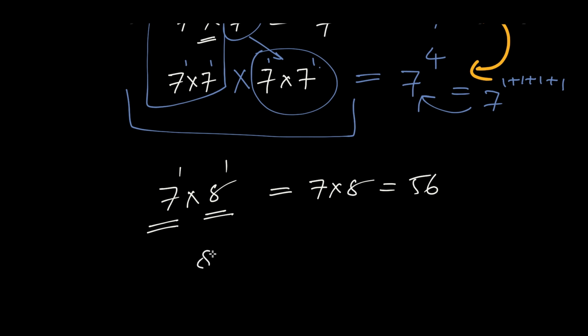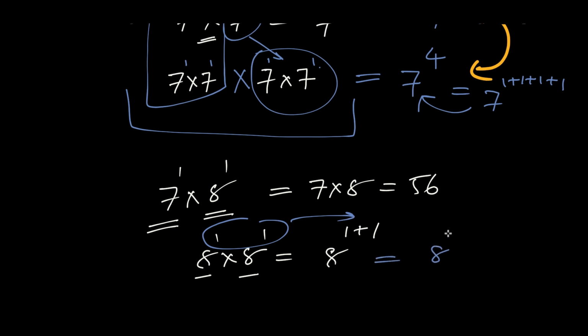Now 8 into 8. Can I say 8 into 8? Yes, both numbers are the same. This number is the same, this number is the same. This is power 1, this is power 1. Then we can say 8 to the power 1 plus 1, because both numbers are the same, so we have to add the powers. So it is going to be 8 to the power 2. This is how we can solve.